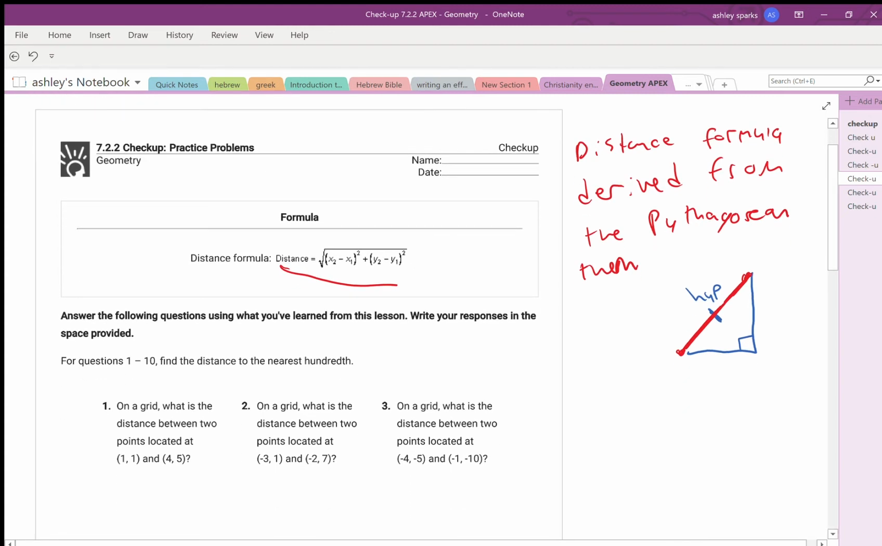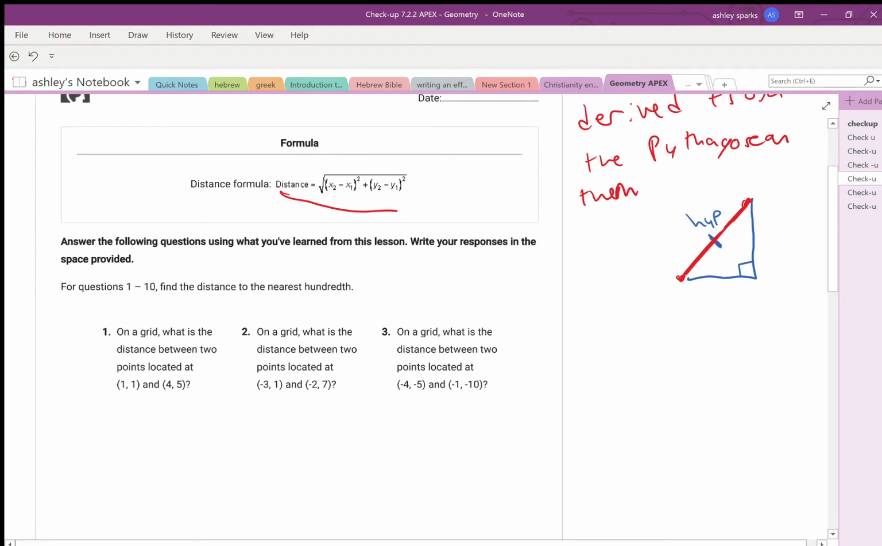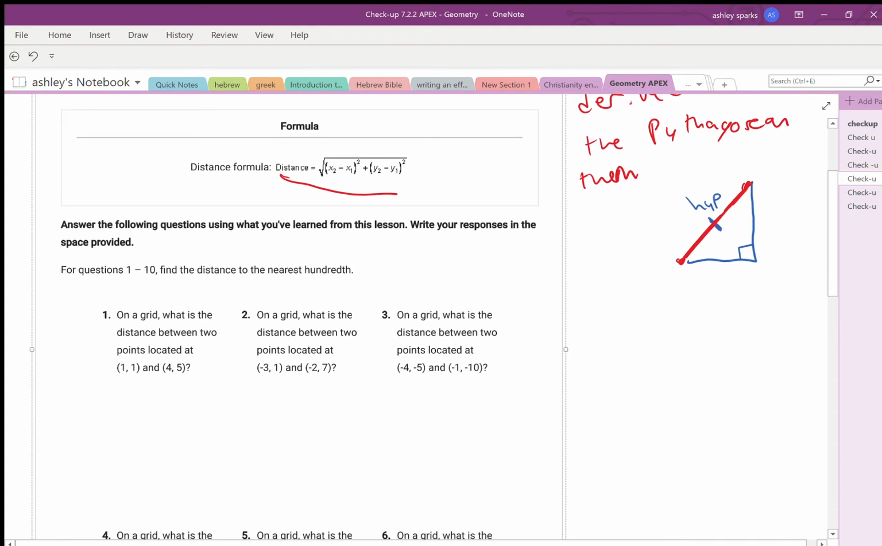Okay? Getting into some of the questions, this is what we did before with the midpoint formula. You're going to be given points, and you're going to be asked the distance. So we use our formula and we use our points. I always like to label my points. I think it helps.